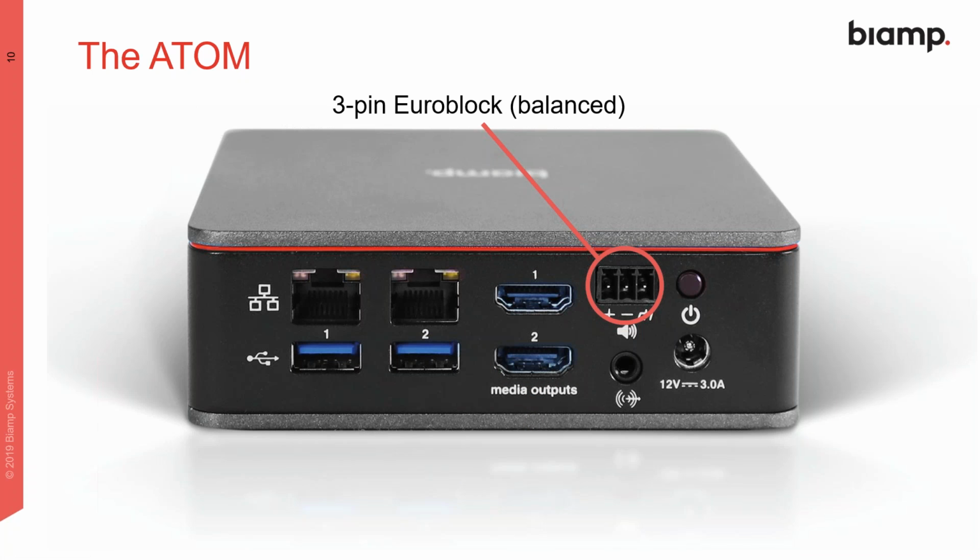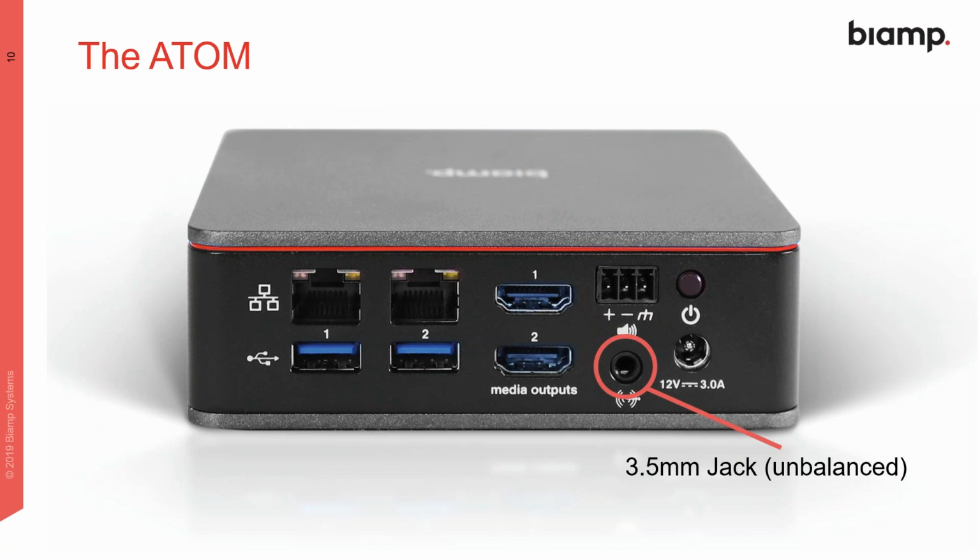The audio output is a 3-pin Euroblock balanced, so it has a smaller pitch than what you used on the Tessera platform. So I guess that's a 2.5 millimeter pitch. So it's a smaller connector. However, it is a proper balanced output. It's a line audio output, so you can get a good quality out of it. And if you want to connect the Atom to a mixing console, you can easily build a Phoenix to XLR adapter, so that really doesn't take a lot of time.